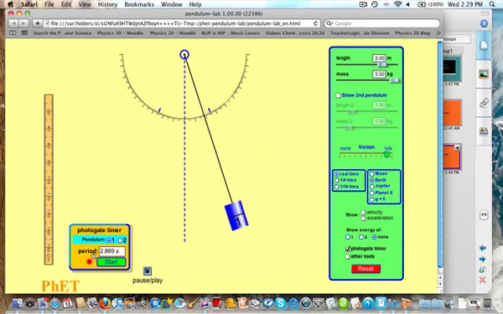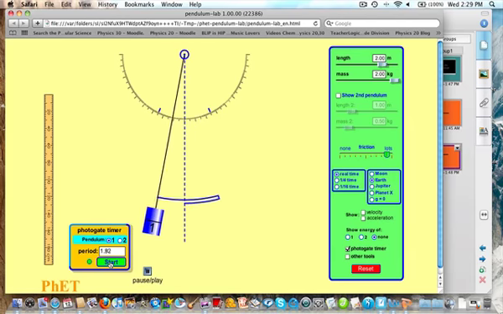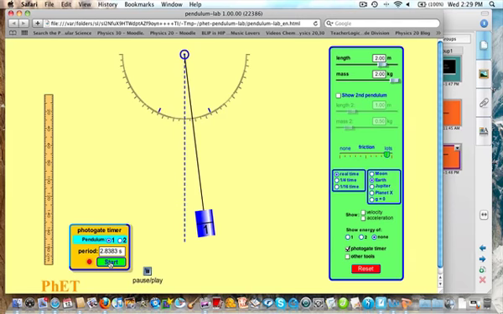And we can see it is slowing down. But take a look at our value. It is staying relatively constant, isn't it? Okay, so that is a good demonstration of that property.